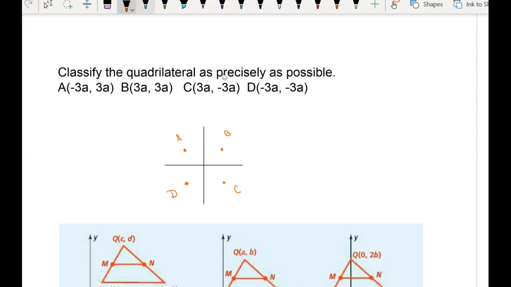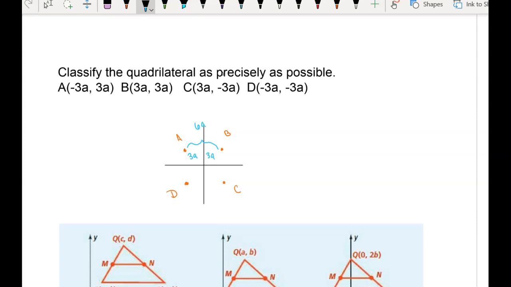So the first thing I'm going to want to do is see if I can figure out what the length is of segment AB. So if point A is negative 3 from the axis, this is going to be 3a. Point B is going to be 3a units from the axis. So the length of AB is going to be 6a.